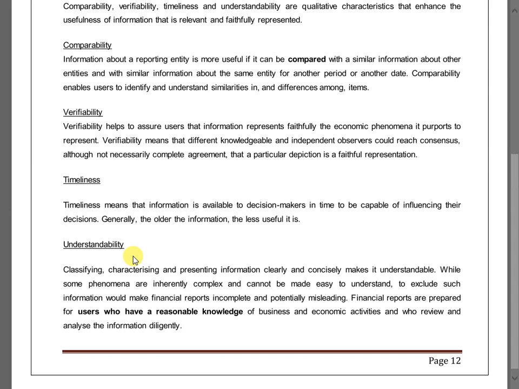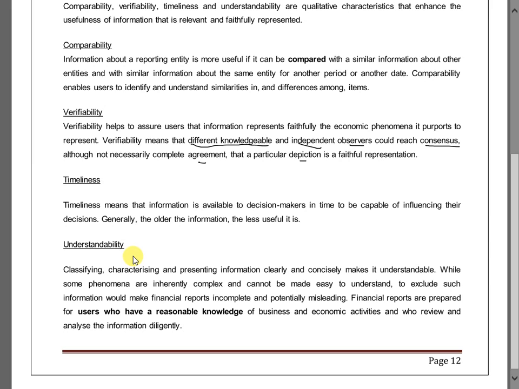Earlier, relevance and faithful representation, those are fundamental, very important characteristics. With these four, it will improve the quality further. Okay? So what are they? V is verifiability. Verifiability means different knowledgeable as well as independent observers can reach consensus. Consensus means like majority agree, not necessarily complete agreement. Different knowledgeable, independent observers can reach consensus.